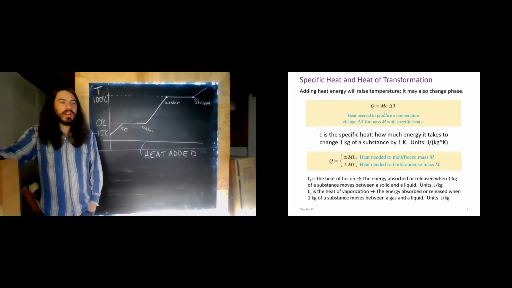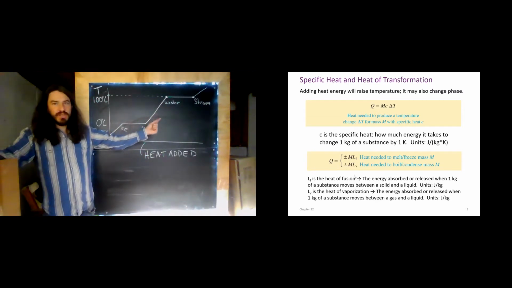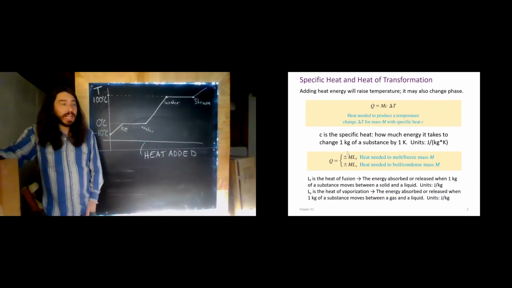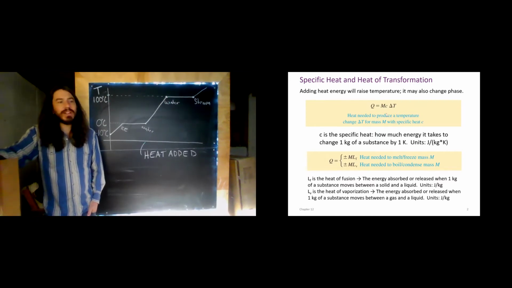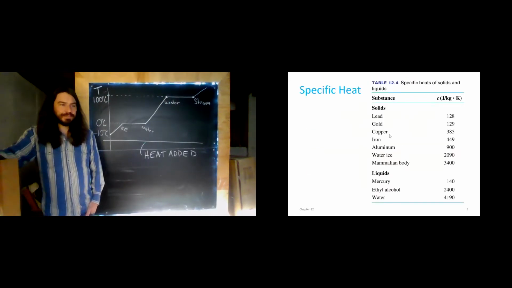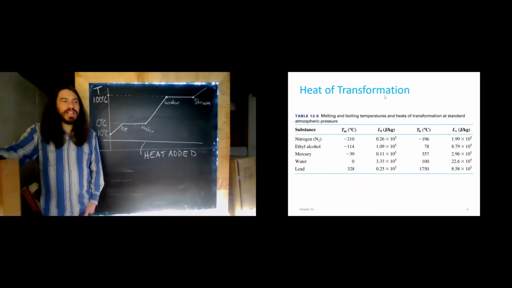Okay, so this is our equation, again, for how much energy it takes to change a certain amount of a certain substance by a certain number of degrees. So that's these sloped regions of this graph. But we also saw that sometimes you add energy and we have a change of phase. And so that's what these equations are for. Sometimes we need to add energy or take energy away to melt something. That's where we use this equation here. And this is the latent heat of fusion. It plays a similar role to the C, the specific heat, up here. We call this the heat of transformation.